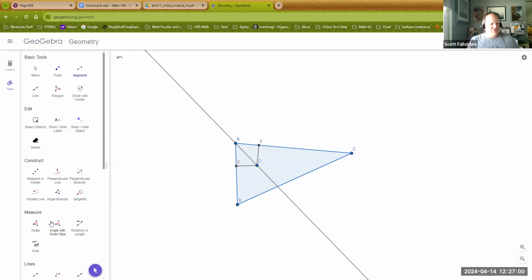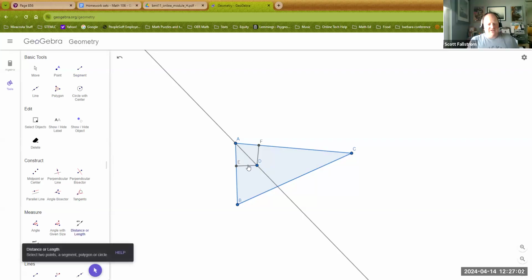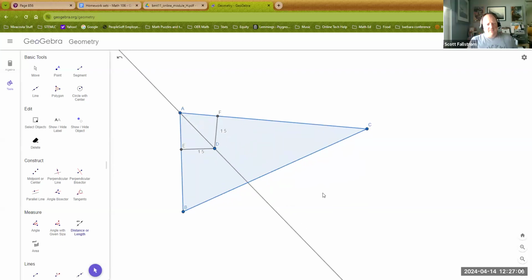Now I can use the measure tool to find the length or the distance. What I want you to notice is, and I'll zoom in a little bit, you can see that from D to E is 1.5, from F to D is 1.5.